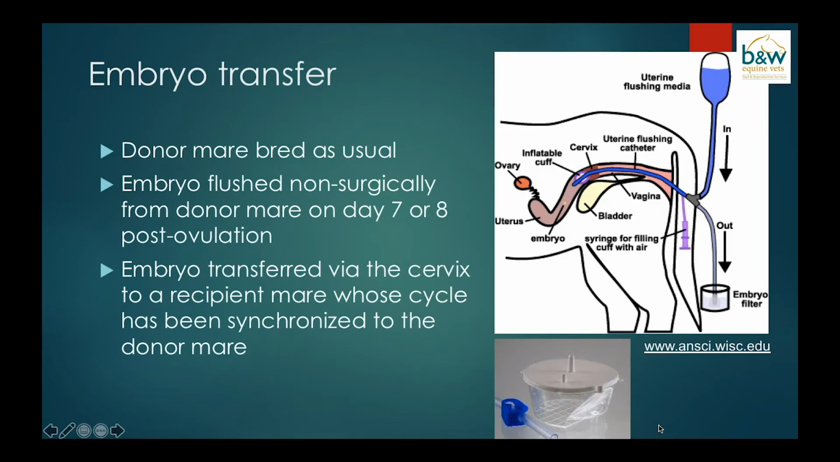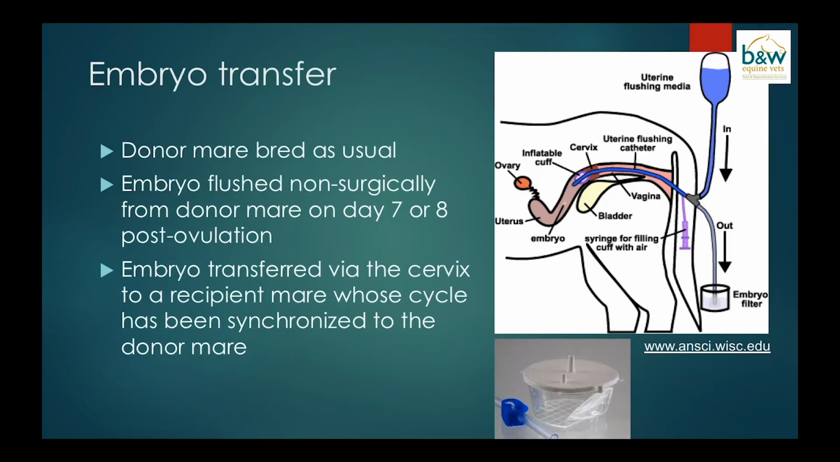So the process of embryo transfer: the donor mare is bred as usual using either fresh, chilled or frozen semen, whichever is desired, and the embryo is then flushed from the donor mare on day 7 or 8 after ovulation. That flushing process involves flushing media being instilled into the uterus, this blue line, through a cuffed catheter, which enables the uterus to be filled with fluid. The uterus is then manipulated to maximise the chances of this little embryo being flushed out through this bottom line here, and through a filter which catches the embryo. So this is the filter here, and the embryo can then be identified under the microscope.